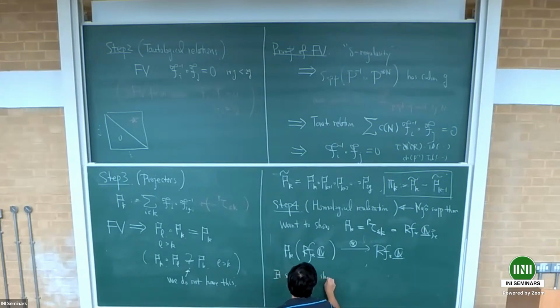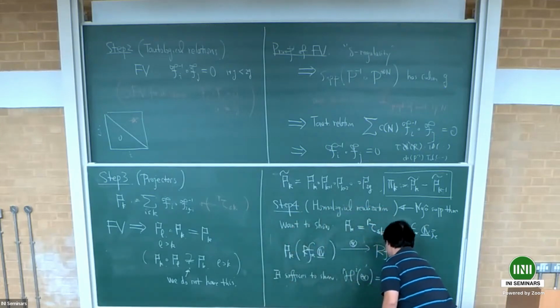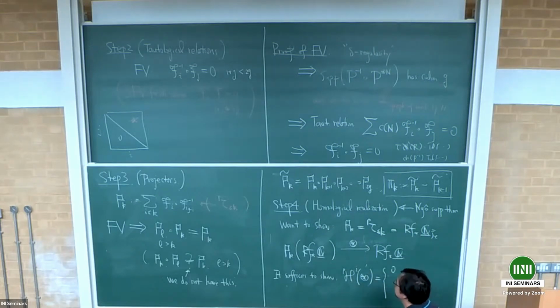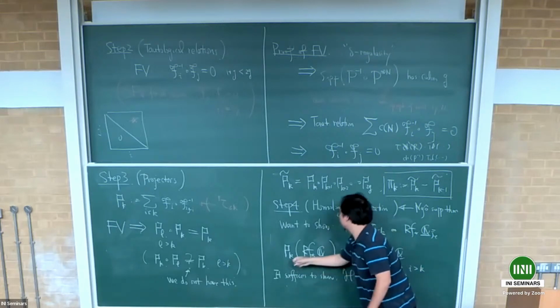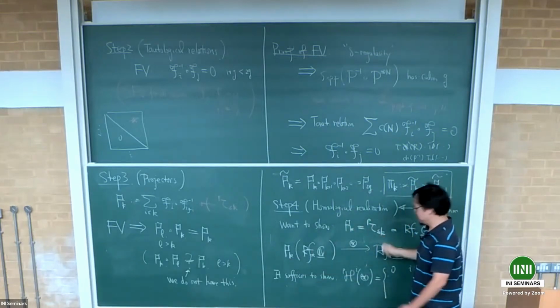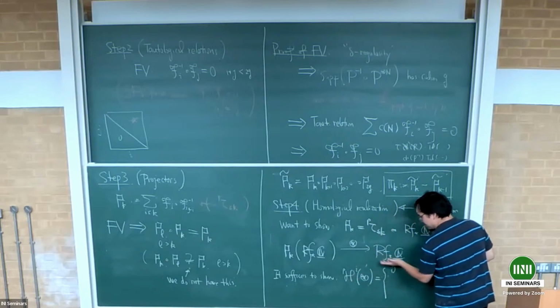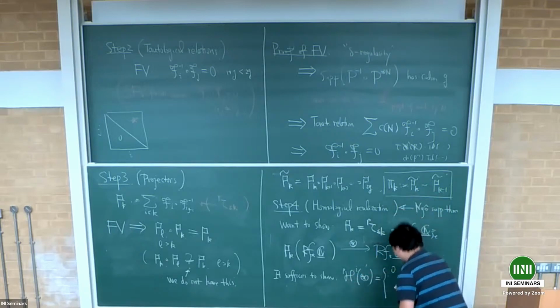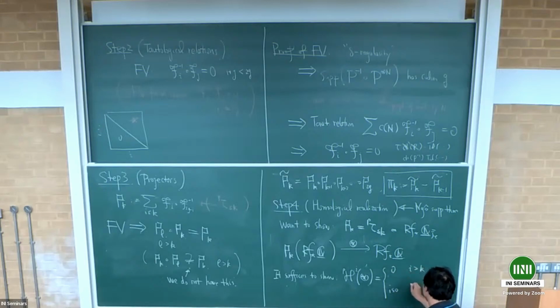to show, you know what you want to show, this is exactly the truncation functor. In other words, you want to show that if you take the perverse cohomology of this a star, then this is zero if i is greater than k, because you want this to be really the truncation at the place k. So when i is greater than the place you want to truncate, it should get zero. And it should be an isomorphism if i is smaller or equal to k.